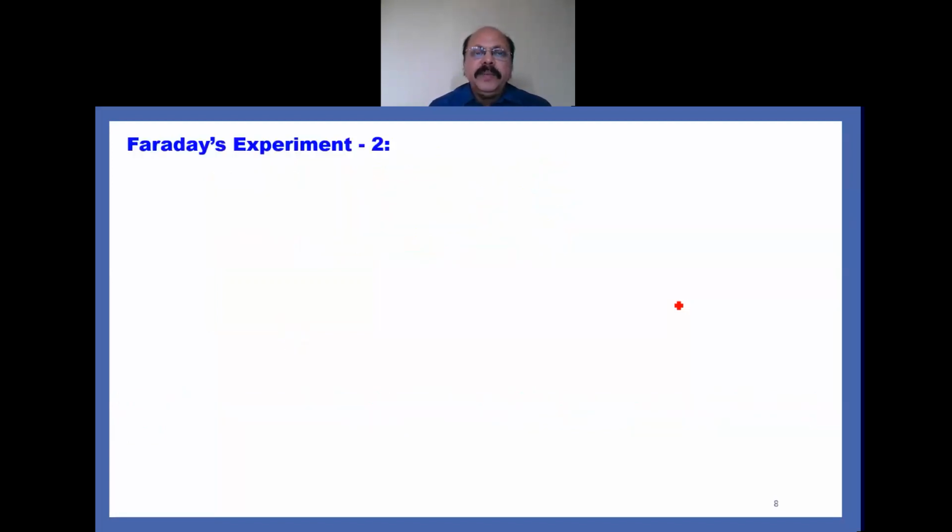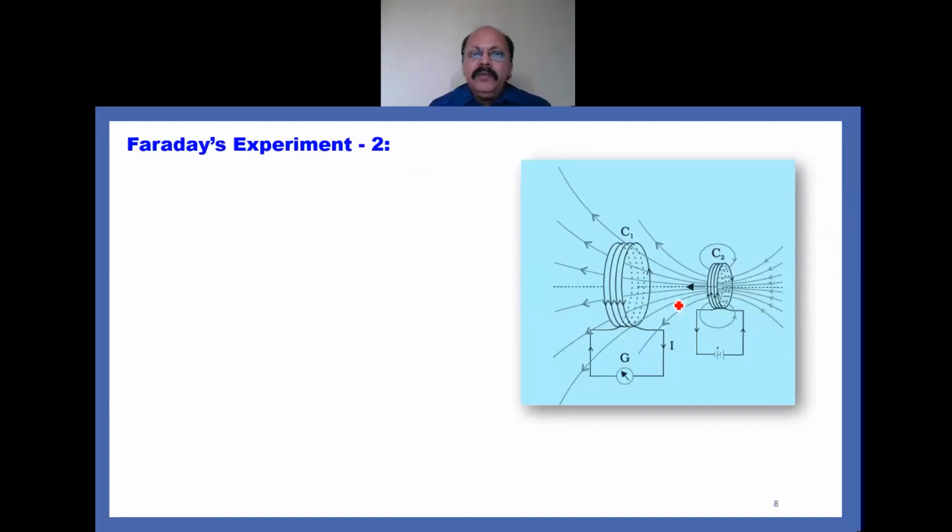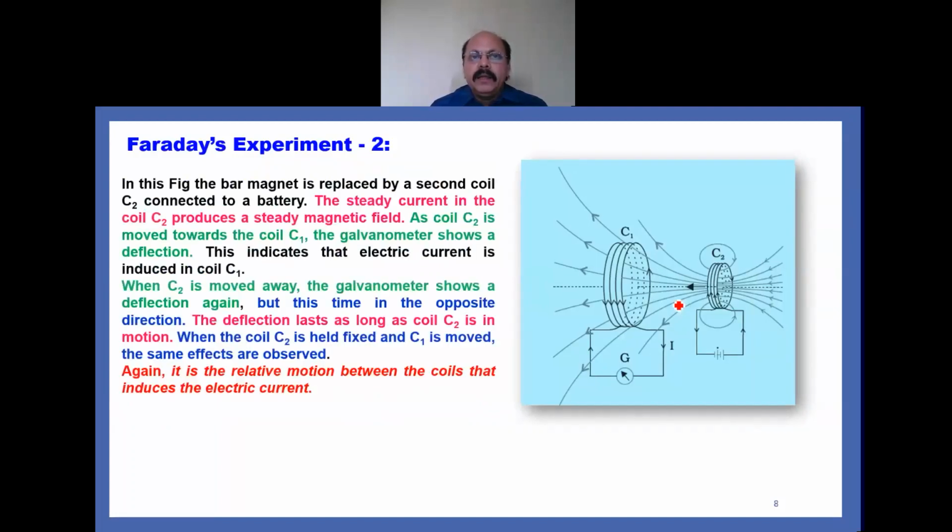Now Faraday's experiment number 2. Here we replace the bar magnet by a second coil, that is C2, which is connected to a battery. Then a steady current starts flowing in the coil C2. As coil C2 is moved towards the coil C1, the galvanometer shows a deflection. This indicates that an electric current is induced in the coil C1.